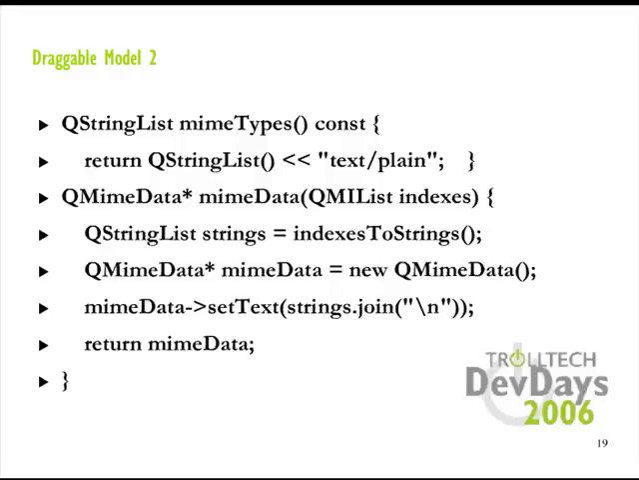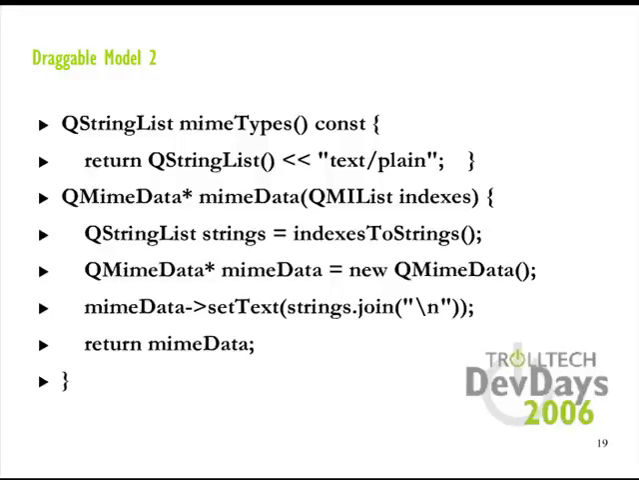In this case, it's just text/plain. You could return several different types of MIME types here if you want to. In this case, we only have one. And the second method you have to implement is mimeData, which actually packs all your data inside a QMimeData object, which is the object Qt uses to move data around when you press the mouse and drag and drop.